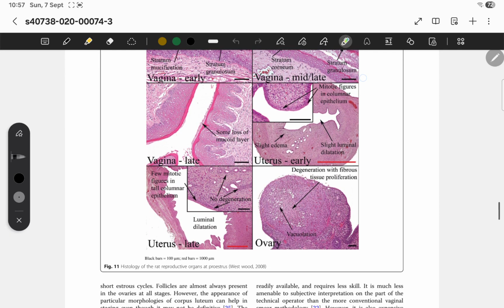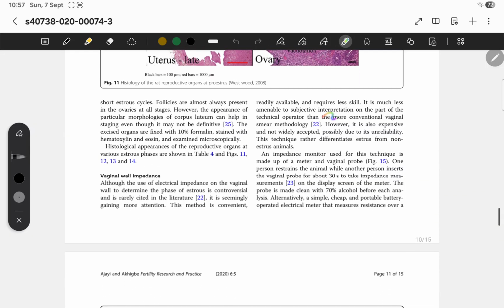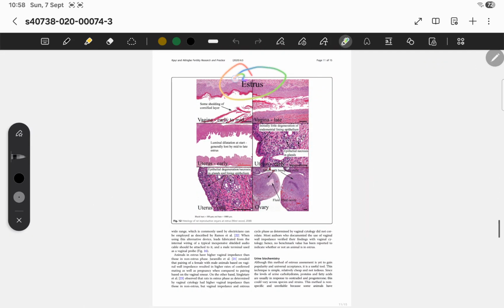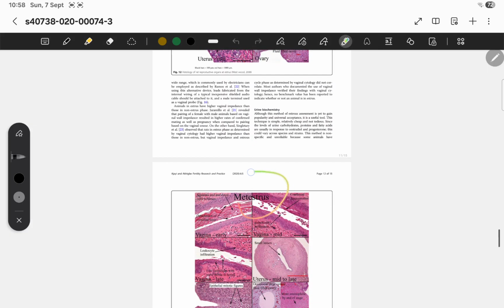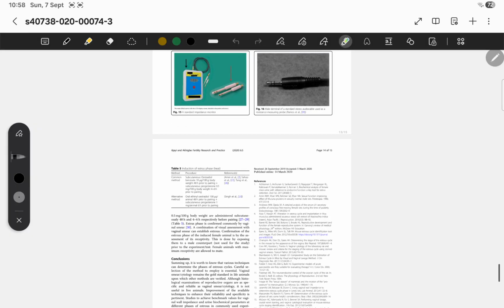How do they look during proestrus? Vaginal, mid or late, early uterus. What happened during estrus? What happened during metestrus? It goes very deep.